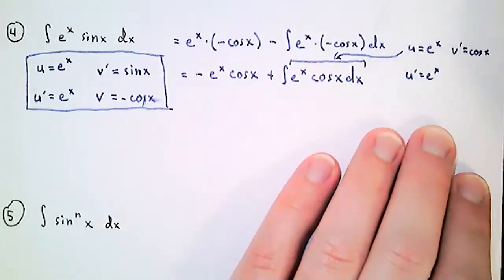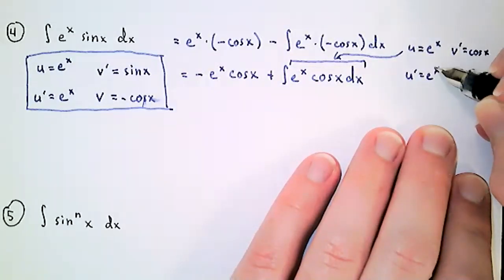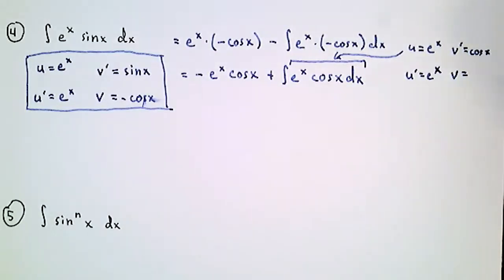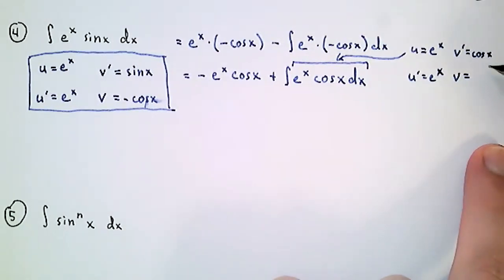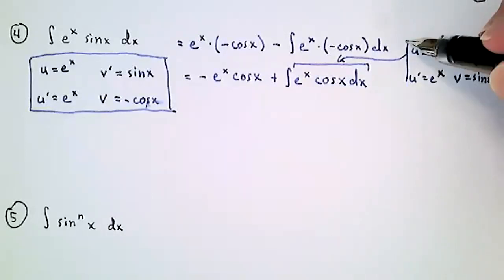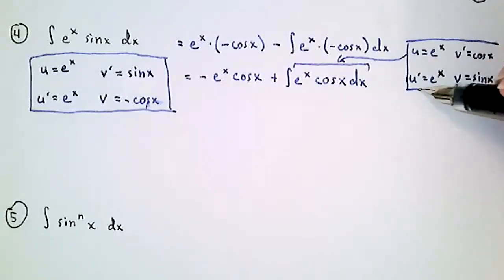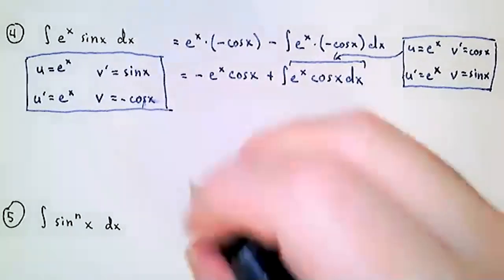What is my antiderivative for cosine? Someone remind me? Anyone? It's sine x. Sine x. Thanks. Good. So we'll do this for our integration by parts on the next step.